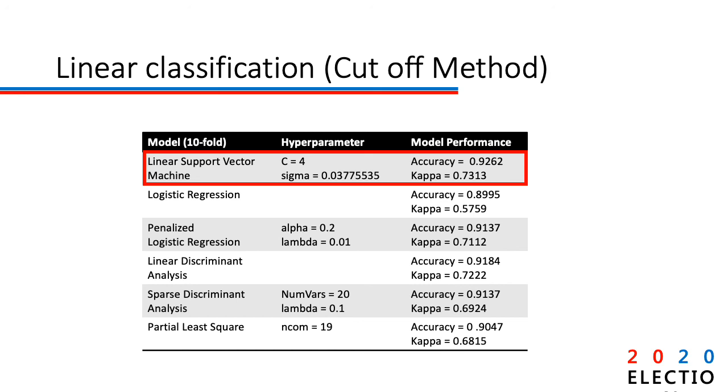In linear classification, we get the performances of each model with their corresponding hyperparameters under the cutoff method. The result shows that among all linear classification models, linear support vector machine has the best performance with the accuracy of 0.9262 and the kappa equals 0.7313. However, logistic regression shows relatively bad performance among all, due to the collinearity.